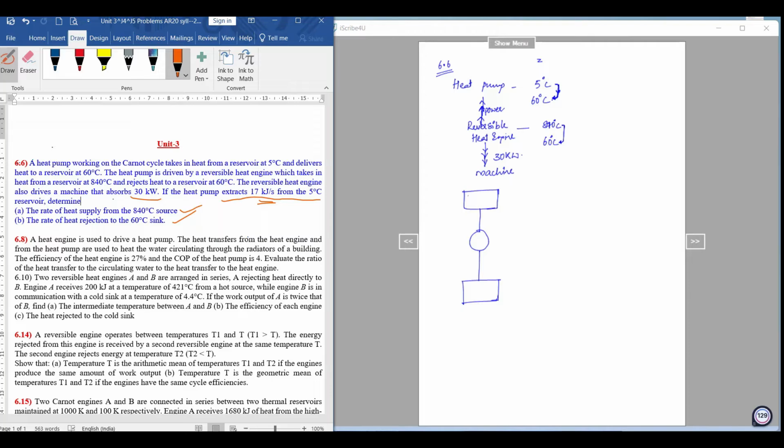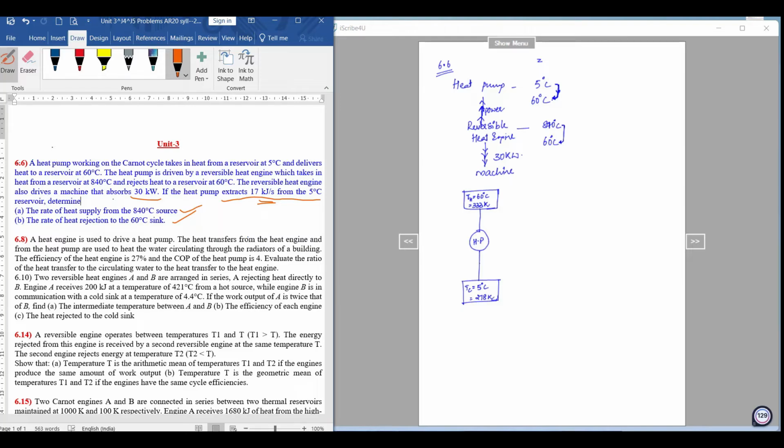From the hot reservoir, this is the hot reservoir at 60 degrees Celsius, which is equal to 333 Kelvin. This is the heat pump, and then we have the cold reservoir, I am writing TC, at 5 degrees centigrade, which is equal to 278 Kelvin.